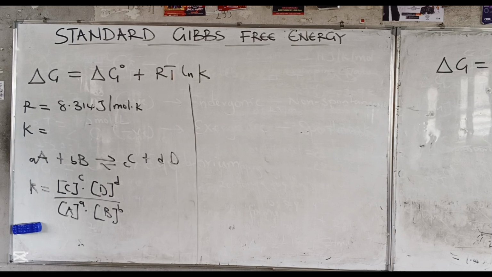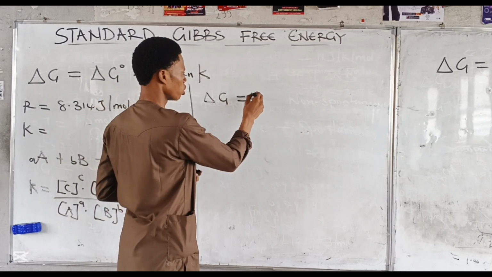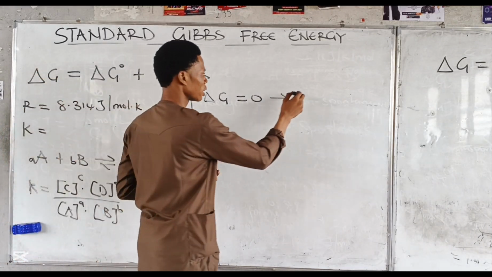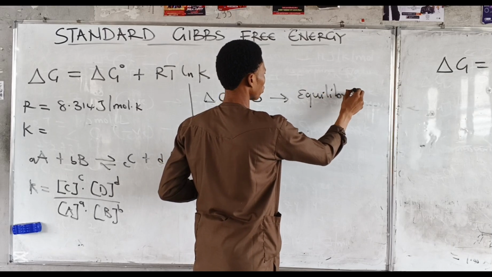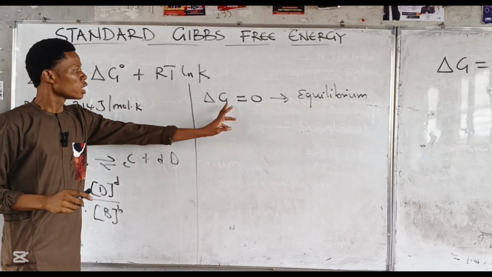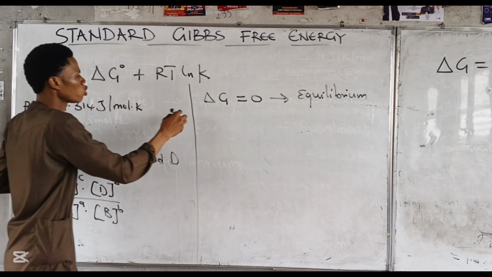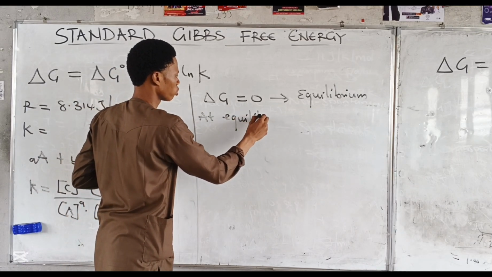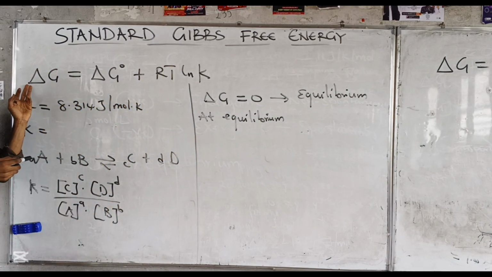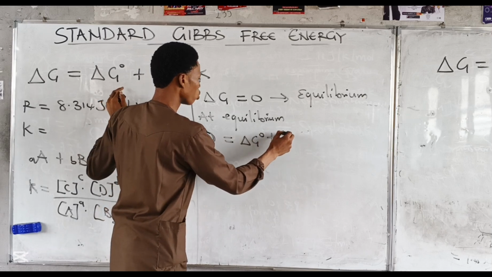Now, we said something before, that if delta G is equal to 0, the reaction is at equilibrium, right? Please stop writing and listen up. I'll give you time to write. If delta G is 0, we say the reaction is at equilibrium. So if the reaction is at equilibrium, it means in this equation here, delta G will be 0, because at equilibrium, delta G is always 0. So 0 is equal to delta G naught plus RT ln K.